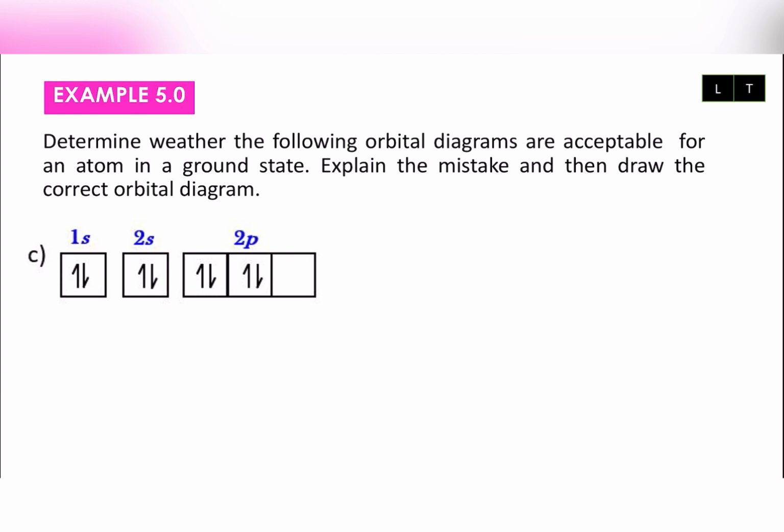I have here C, where you can spot a mistake for the 2p, because we have to fill in single electrons first in degenerate orbitals, then you fill in with opposite spin. So this is a wrong orbital diagram. The reason is it does not obey Hund's rule.